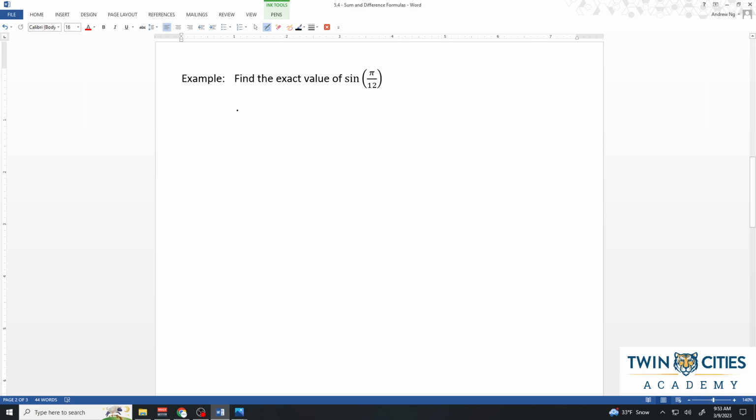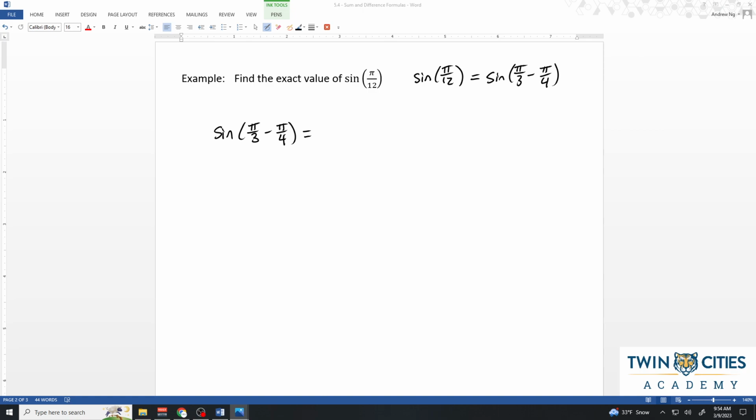So I'm going to do the sine of pi over 12, which is really going to be the sine of pi over 3 minus pi over 4. All right, now that I've got that as a reminder, let's do this over here. That's going to be the sine of pi over 3 minus pi over 4 equals, okay, so this is going to be the sine of u minus v.